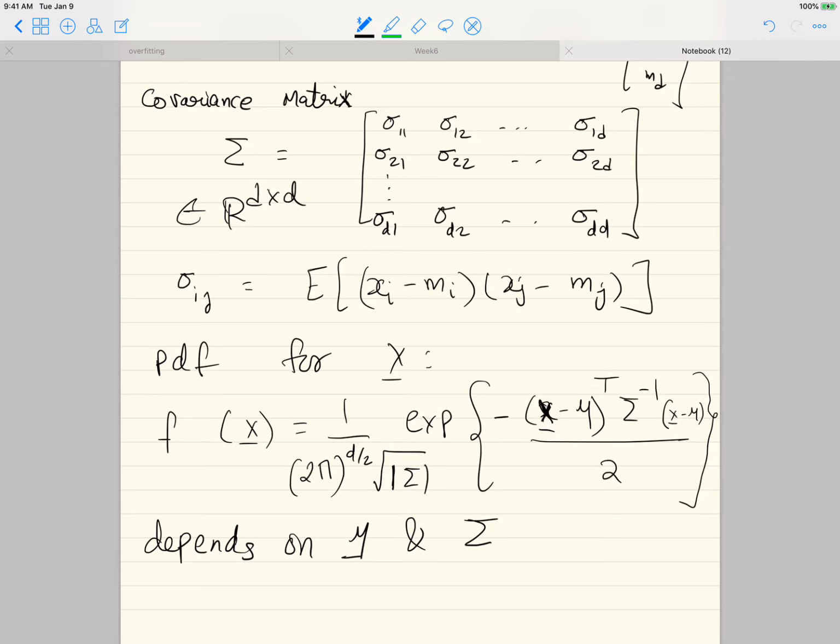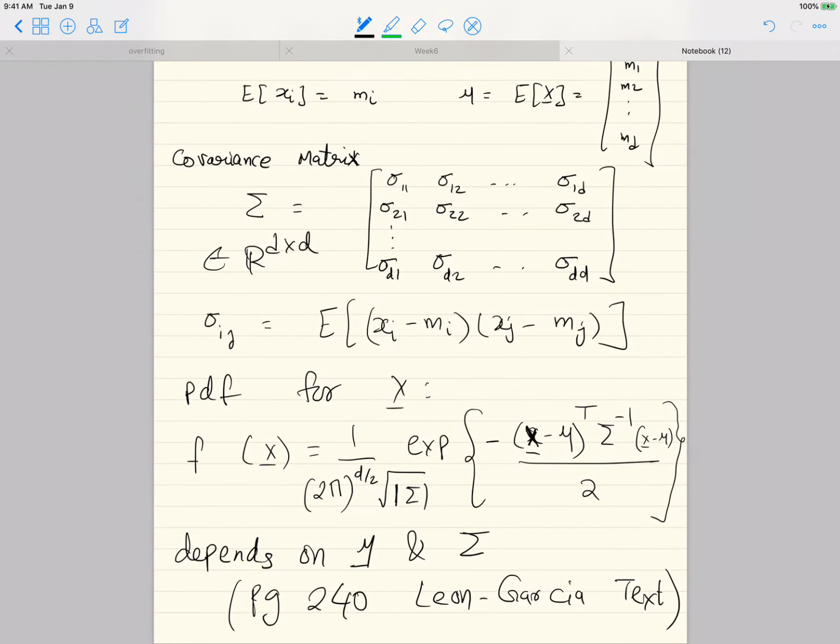So this is reviewed on page 240 in the Leon Garcia text. This is just, if you substitute d to be 2 and evaluate this quantity, it will coincide with the definition for the bivariate Gaussians.